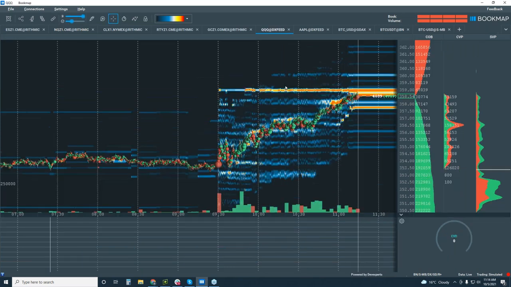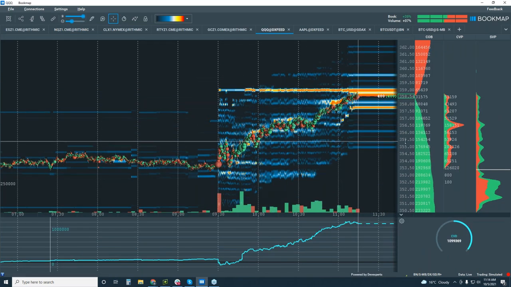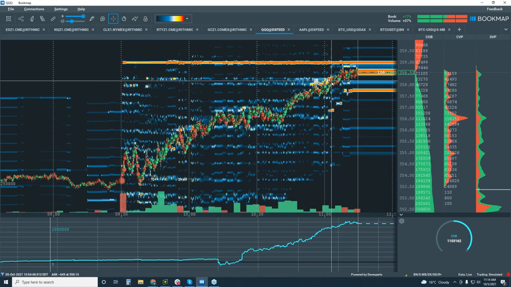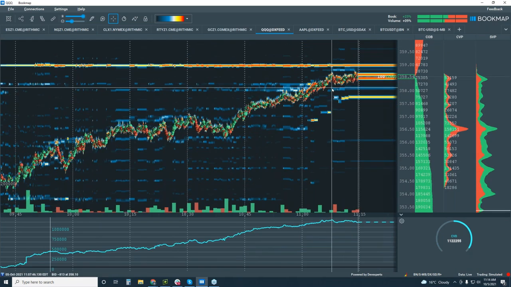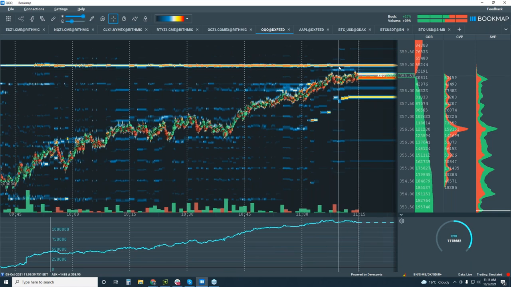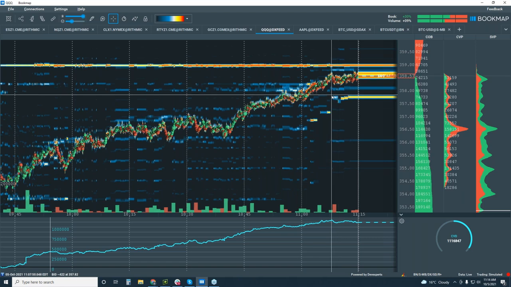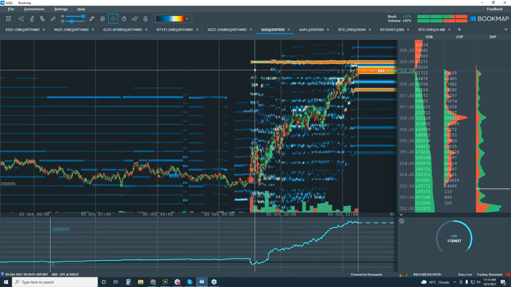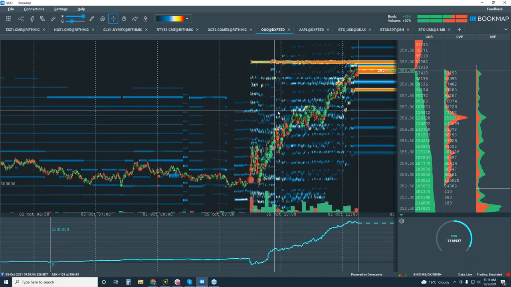Also, I'm just curious about these QQQs. Okay, so here's something to look at here. And now I know Doug is looking at this, you guys should consider it as well. Look at the liquidity up here in the QQQs at 359. It has not transacted yet, but it's been in the book here for a long time, since the cash open.